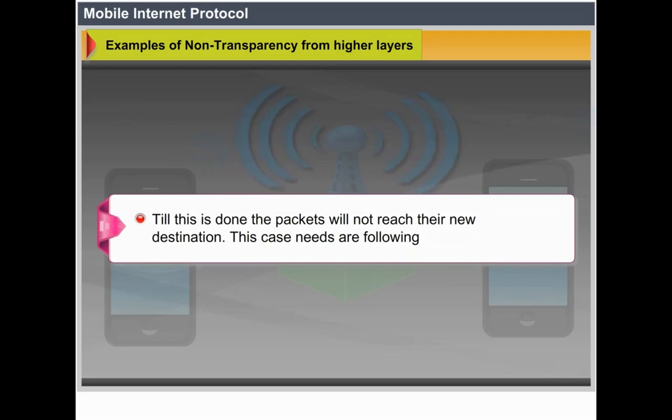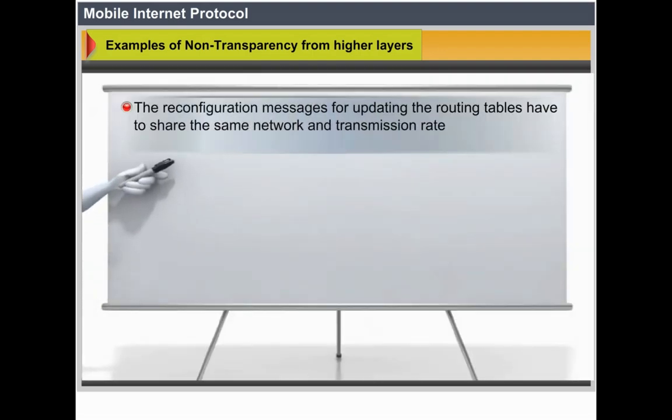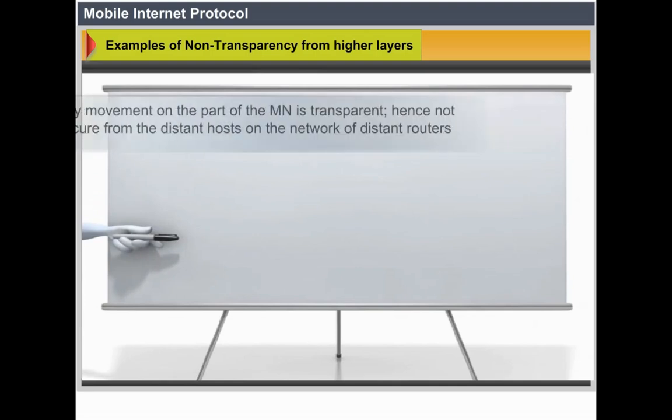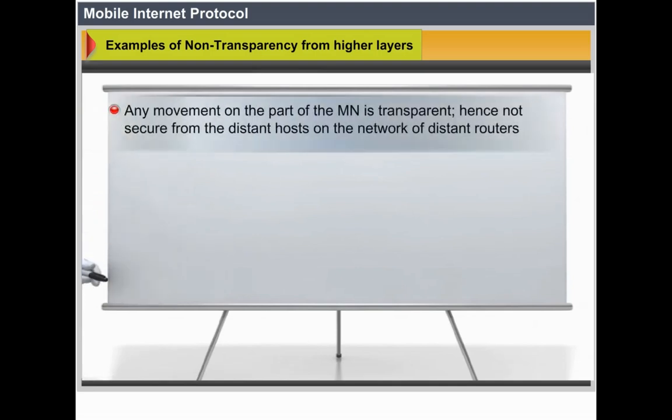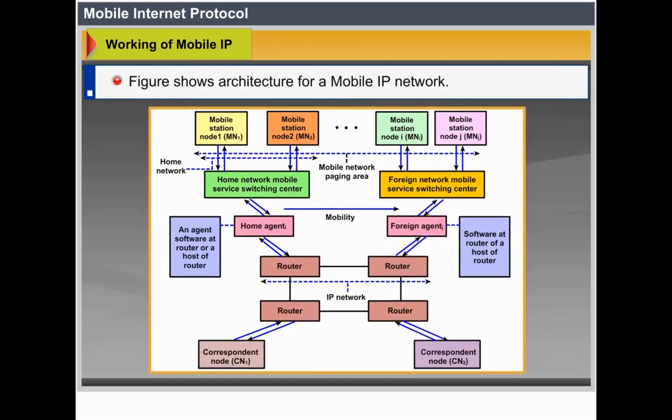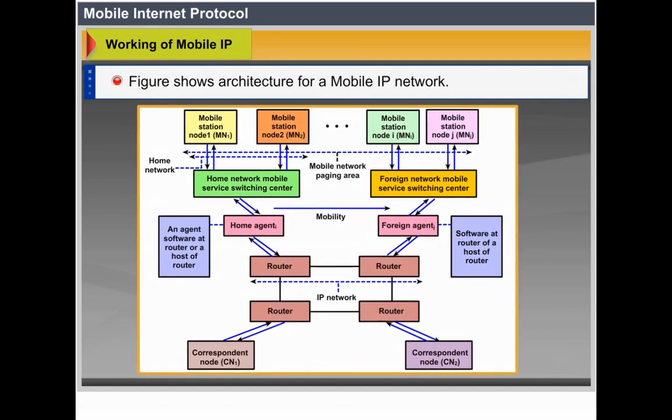This case needs the following. The reconfiguration messages for updating the routing tables have to share the same network and the given transmission rate. Re-establishment of the connection takes time, and this means loss of data during that interval. Any movement on the part of the MN is transparent and thus not secure from the distant host on the network of distant routers. Working of mobile IP. The figure shows the architecture for a mobile IP network.